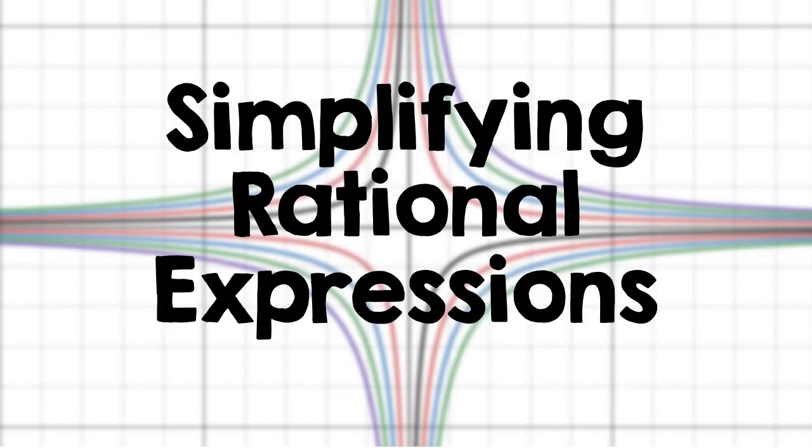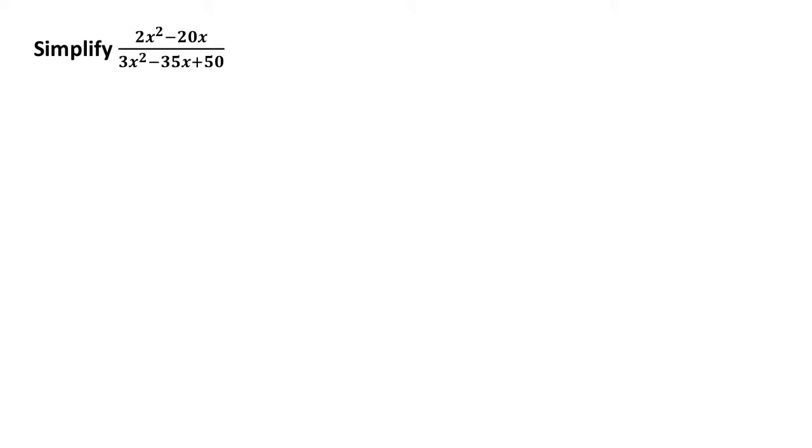Hello, we are going to simplify rational expressions. So we want to simplify this rational expression, 2x squared minus 20x over 3x squared minus 35x plus 50.